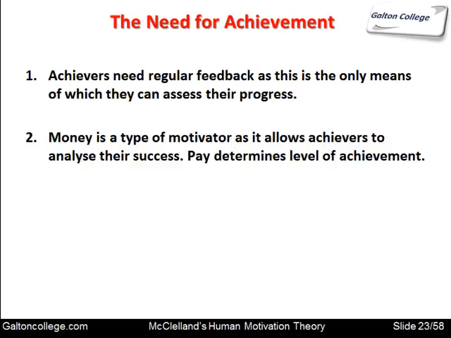So they like feedback. Money is a type of motivator, as it allows achievers to analyze their success. It could be that money and salary or bonuses or whatever are linked to achievement. So the more they achieve, the more they get. So it may be a motivator, and therefore pay determines the level of achievement. That may be the case. It may also be the case that the individuals simply like being praised. They like to be recognized as the person who did something quite difficult and achieved.